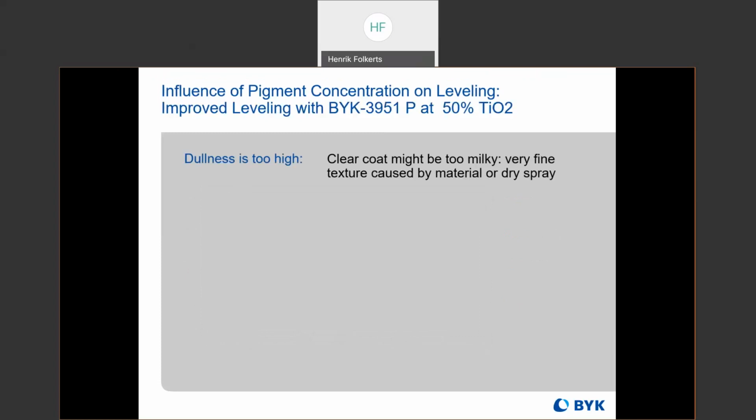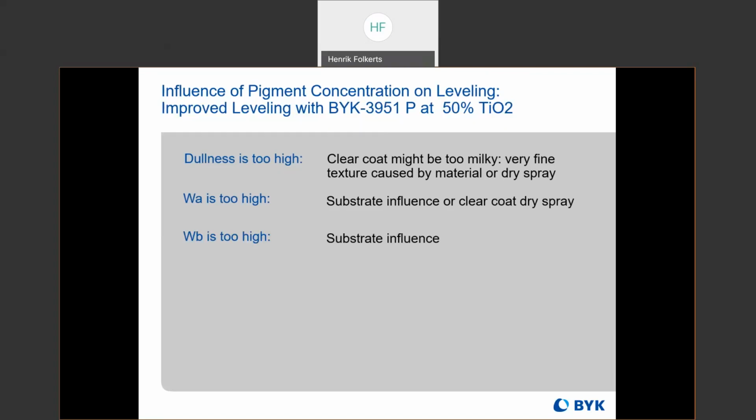Here are just some examples of what you might see in a surface and what might be causing it. If the dullness is too high, that could be due to a milky clear coat, which could be caused by a dry spray or something like that, or it could be the material itself. If the WA is too high, that's often substrate influence, or similarly, it could be that clear coat in a dry spray. If WB is too high, that is often substrate influence.